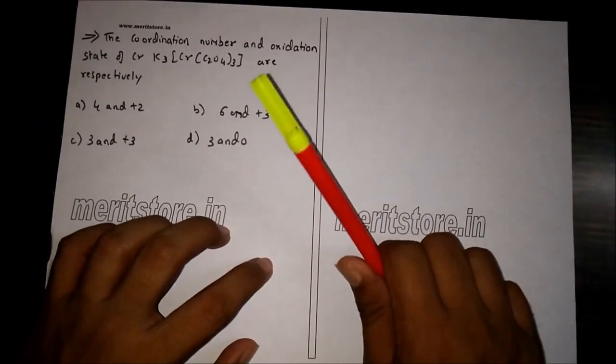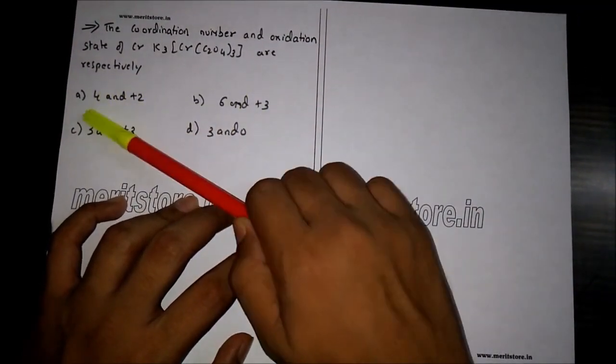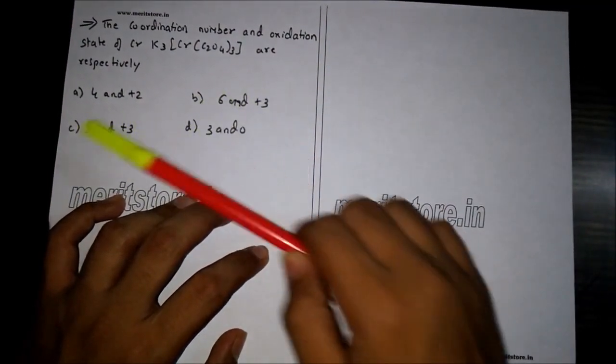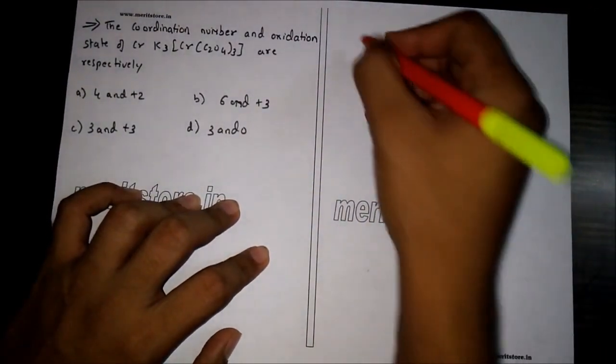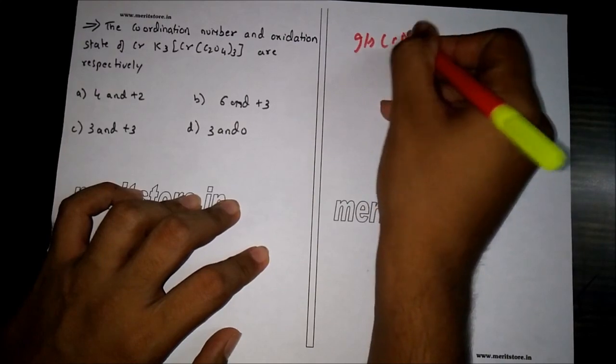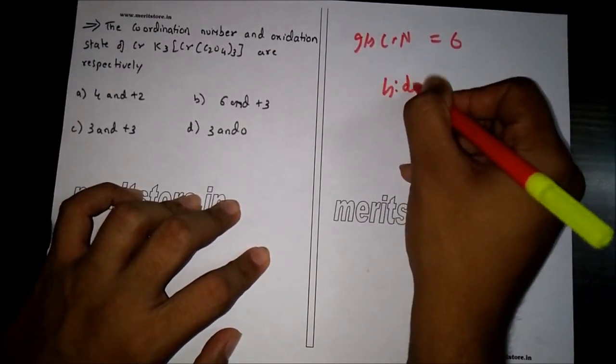The coordination number and oxidation state of Cr in K3[Cr(C2O4)3] are respectively A. 4 and +2, B. 6 and +3, C. 3 and +3, and D. 3 and 0. Now, its coordination number will be 6 because it is bonded with 3 bidentate ligands.